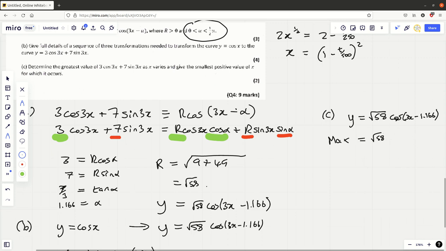Now where does cos achieve a maximum? Well, normally when this equals 0, yeah, because cos of 0 is 1. So we need 3x minus 1.166 to equal 0, in which case just add it across and divide by 3. And you're going to get your x value, and it's 0.389. And that will give you the smallest positive value of x for which it occurs. And you're good, yeah? Hopefully that makes sense.